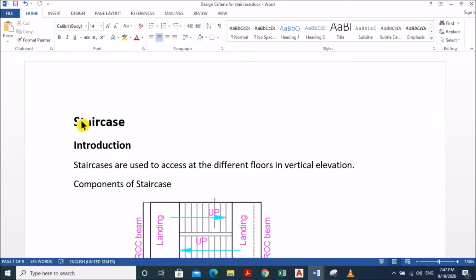Today I am going to discuss a topic, staircase. In this tutorial, I'll describe the introduction of the staircase, types of staircase, and selection of types of staircase. Then, what is the effective length of the staircase? I will make more videos about examples of staircases and how to design different types of staircase in upcoming videos.